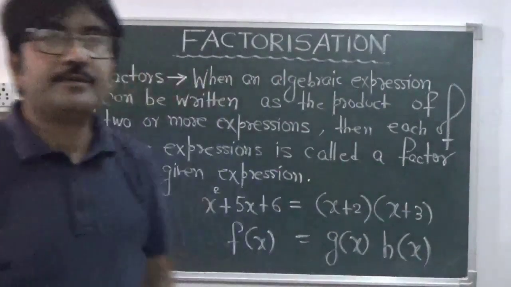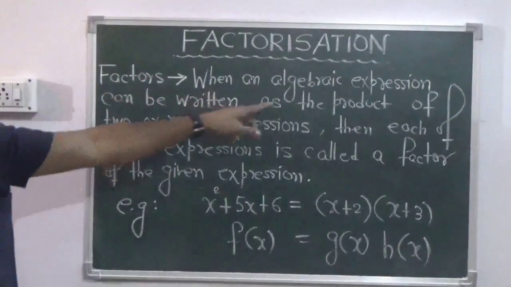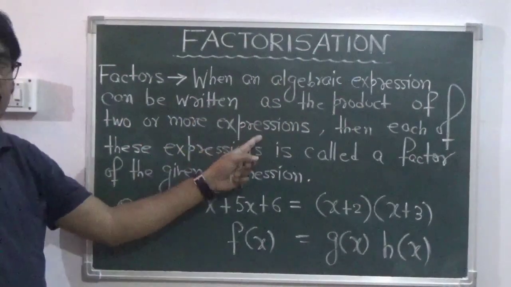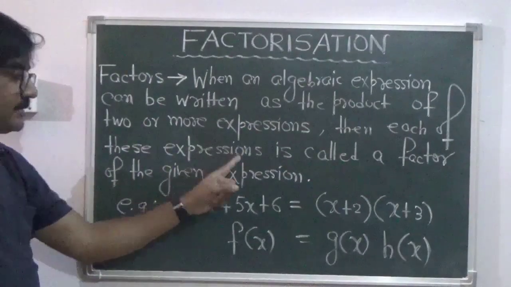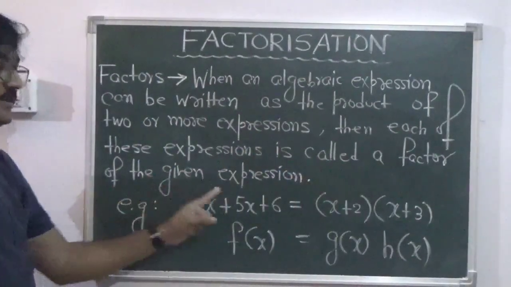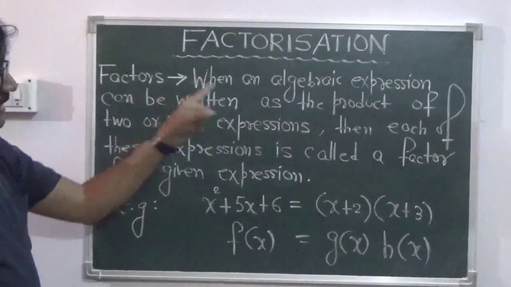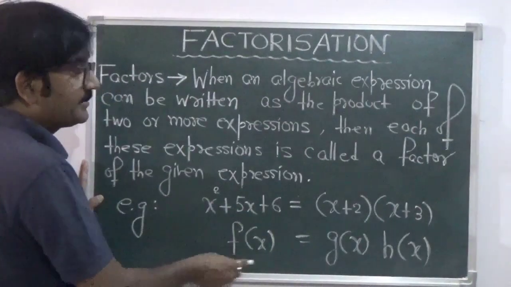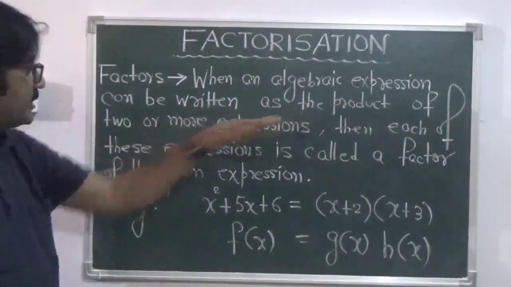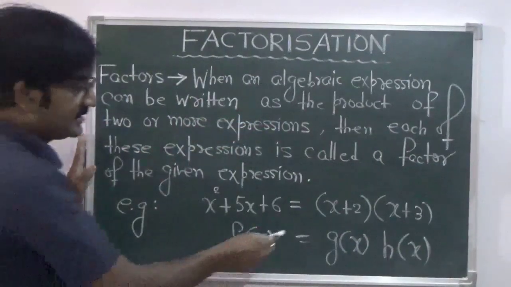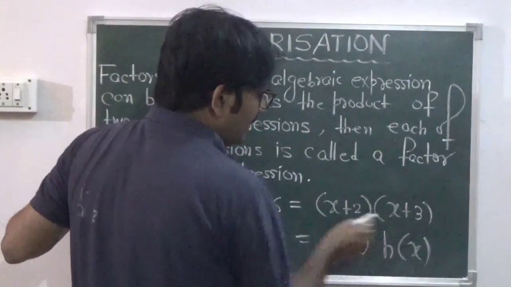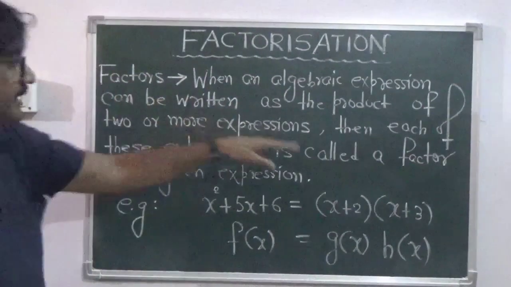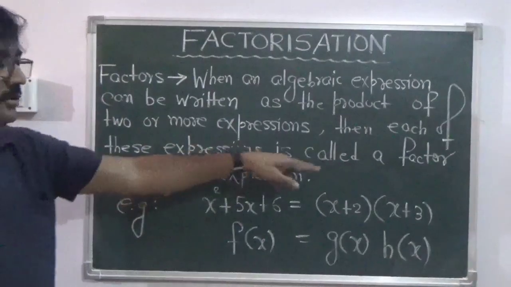So now let us see how we define factors. When an algebraic expression can be written as the product of two or more expressions, then each of these expressions is called a factor of the given expression. I repeat, when an algebraic expression, represented by f(x), can be written as the product of two or more expressions, so this is a product of x plus 2 into x plus 3. There are two expressions here, that is g(x) and h(x). Then each of these expressions is called a factor.